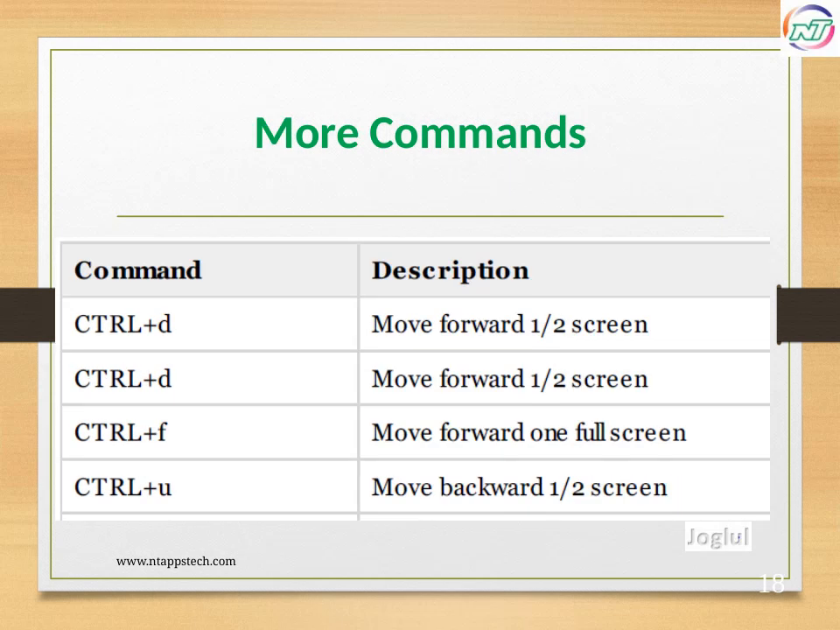Here are some key control commands that help you navigate through files more efficiently in the VI editor. For instance, pressing Ctrl and D together moves you forward by half a screen, so you can quickly skim through the content without going line by line. Similarly, Ctrl and F moves forward by a full screen, which is handy when you want to jump ahead more quickly. If you need to scroll back, Ctrl and U will move you backward by half a screen, letting you review previous content without losing your place.